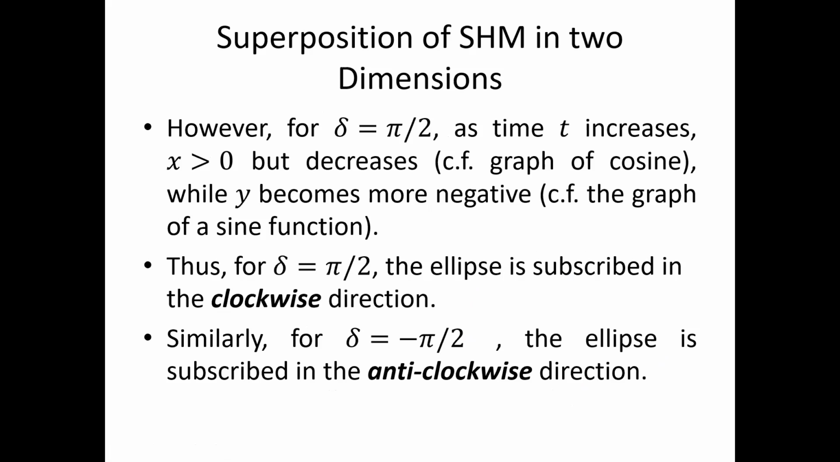Similarly, for delta equal to minus pi over 2, the ellipse is described in the anti-clockwise direction. Delta equal to minus pi by 2 is equivalent to delta equal to 3 pi by 2, because we can add 2 pi to any of the cos or sine functions and nothing will be changed, because these are periodic functions with period of 2 pi.